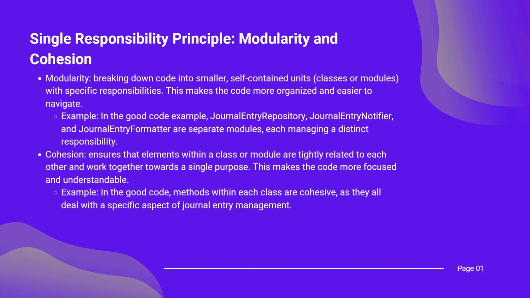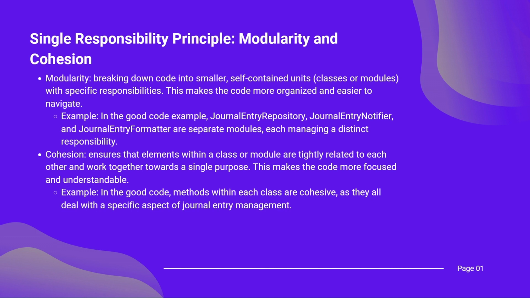So, modularity and cohesion. Modularity is about breaking down code into smaller, self-contained units, classes, or modules with specific responsibilities. This makes the code more organized and easier to navigate. For example, in a good code, journal entry repository, journal entry notifier, and journal entry formatter are separate modules, each managing a distinct responsibility.